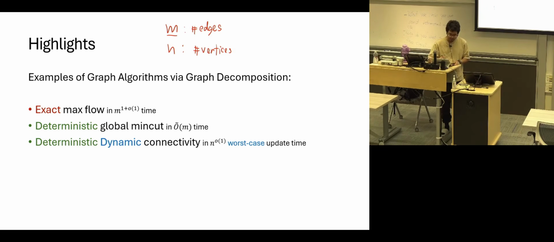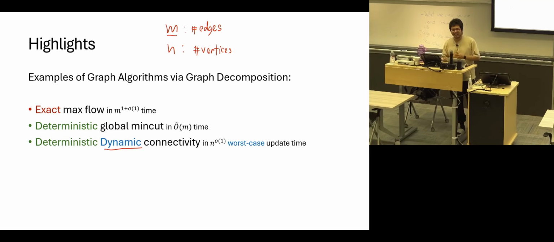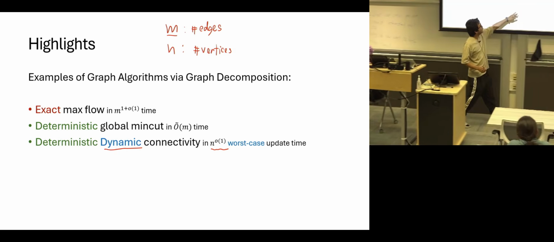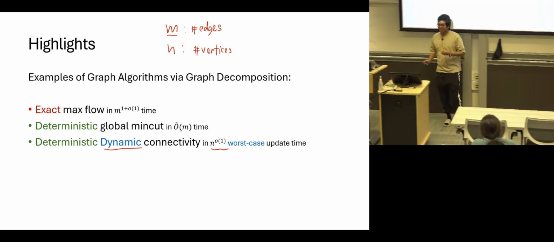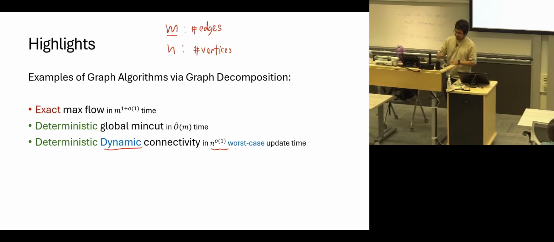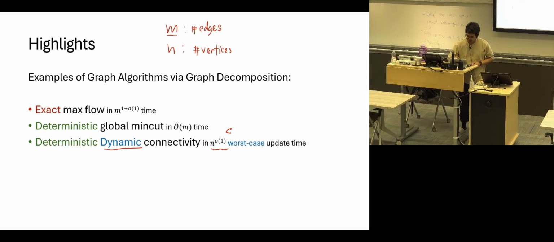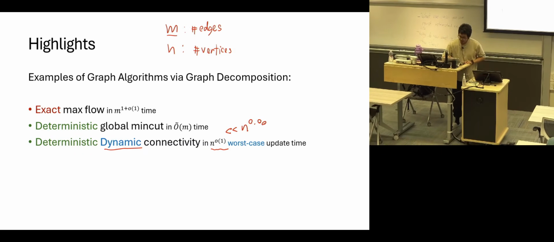Deterministic dynamic connectivity. It's just asking if s and t have some path to each other, but dynamic. You can delete and insert an edge. And it turns out that for each insertion and deletion, you spend just something like sub-polynomial time. So it's faster than any n to the power of a small constant, like less than n^0.0001. So this is quite fast.